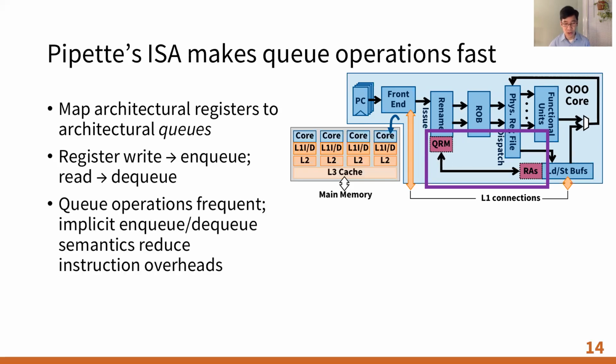Queue operations are very frequent. In BFS, for example, 1 in every 6 microops or so is a queue operation. So Pipette's implicit NQ and DQ semantics reduce instruction overheads. Let's see how this works.